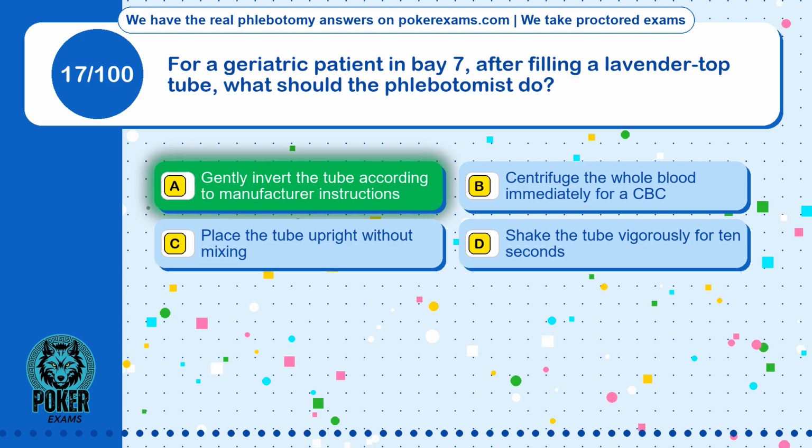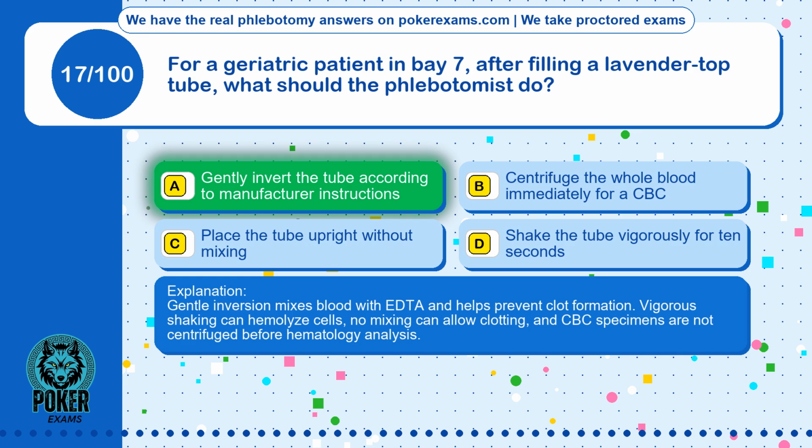The correct answer is option A. Gently invert the tube according to manufacturer instructions. Gentle inversion mixes blood with EDTA and helps prevent clot formation. Vigorous shaking can hemolyze cells, no mixing can allow clotting, and CBC specimens are not centrifuged before hematology analysis.